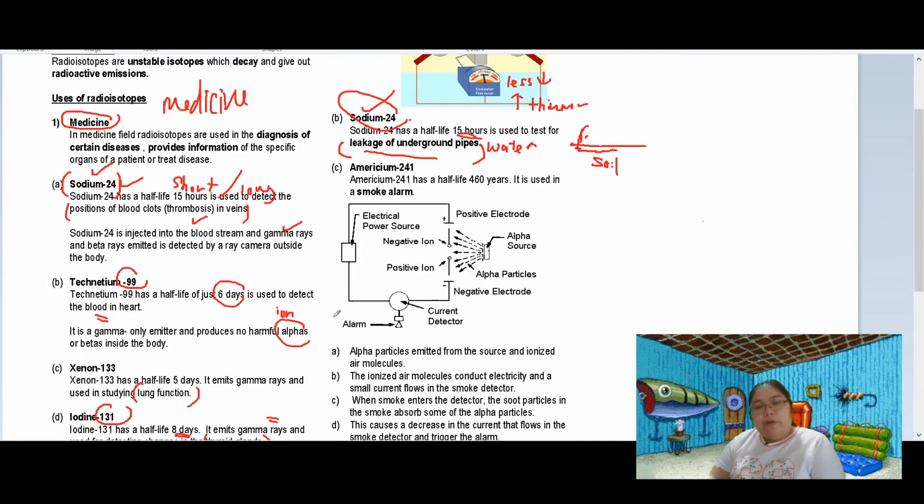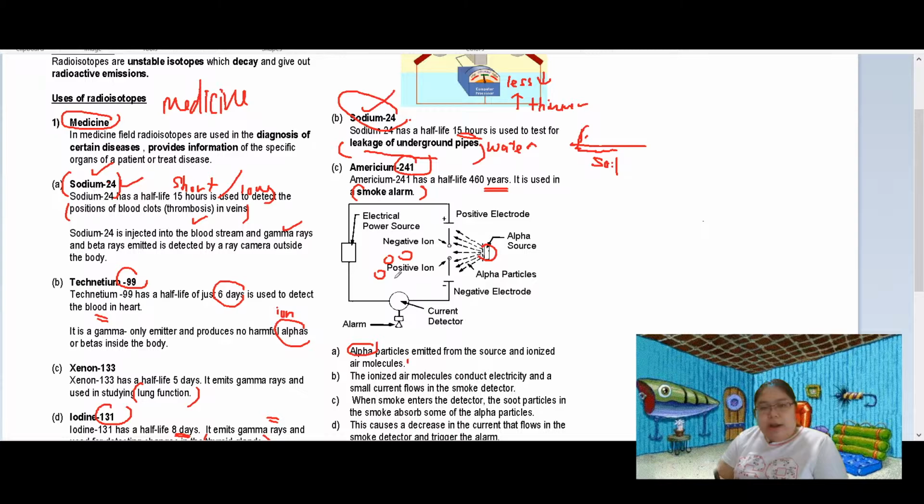The next one for industry is americium-241. Let's see its function. First, you see the half-life is very long. Long means it lasts longer, so they don't need to change it often. Now we're using it as a smoke alarm. How does it function as a smoke alarm? First, the alpha particle. They use the alpha particle, emitted from the source, to ionize air molecules. When the alpha particles go in, they easily ionize the air molecules.